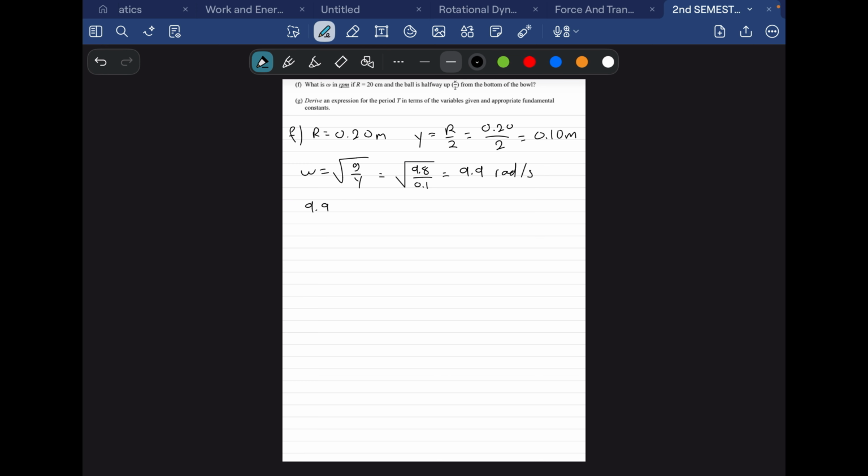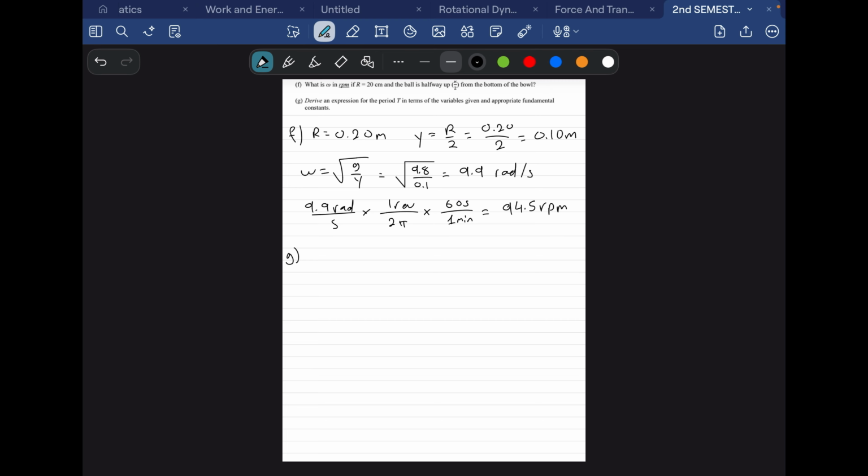But then we want rev per minute, so we'll do some unit manipulation. So 9.9 rad over second. Okay, so 2 pi rad is equal to 1 rev, so the rad cancel out, and then 60 seconds is equal to 1 minute. This should give us 94.5 rev per minute.